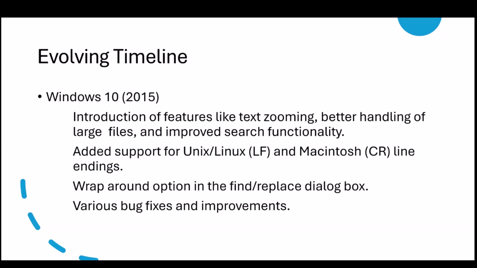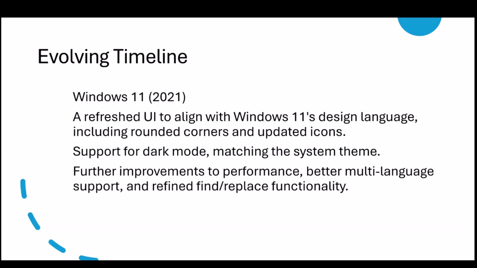With Windows 10, it introduced features like text zooming, better handling of large files, and improved search functionality. It also added support for Unix, Linux, and Macintosh line endings, and the wraparound option to the find and replace dialog box. It also included various bug fixes and improvements. With Windows 11, you get a refreshed UI to align with the Windows 11 design language, including rounded corners and updated icons. It also supports dark mode, matching the system theme, and further improvements to performance, better multi-language support, and refined find and replace functionality.